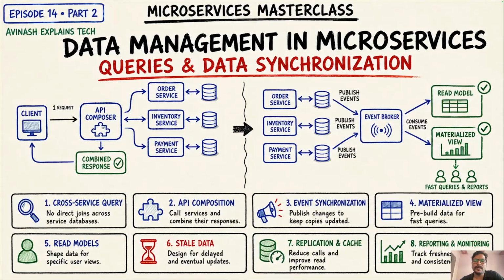Replication and caching can improve performance, but they require clear ownership and refresh strategy. Finally, reporting system synchronized views must be monitored for freshness, failure, and consistency. The main lesson is keep business data ownership inside the service but create query specific copies when the application needs a fast combined view. That completes our discussion of data management in microservices.